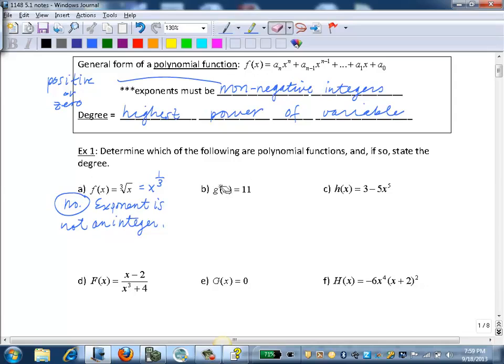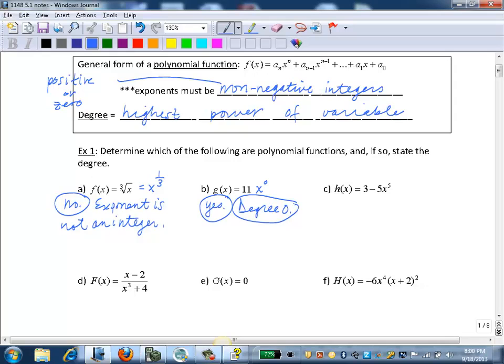Okay, part B, g of x equals 11. First of all, we should have recognized that this is a horizontal line, a constant function. So we don't see any power of x actually here. So we could just look at this as 11 times x to the 0 power, because we want to remember that anything to the 0 power is just 1. So if we look at it as x to the 0 power, well, 0 is a non-negative integer. So yes, this is a polynomial function, and it would be degree 0, because that's the only power of x that we have.